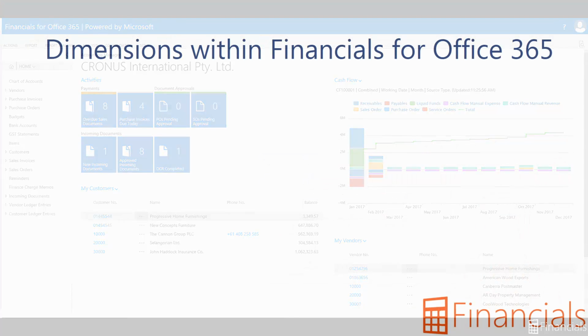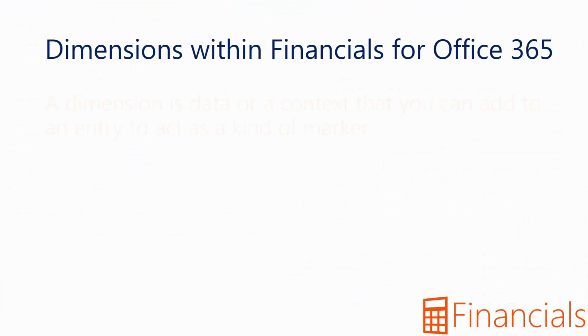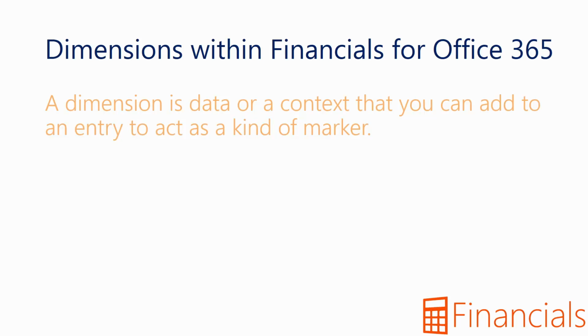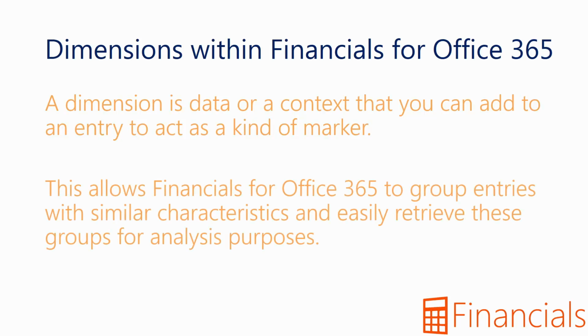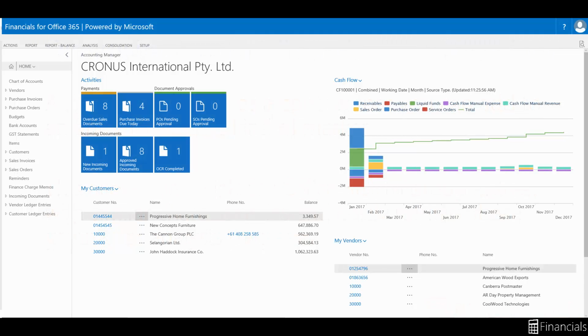Just to recap, a dimension is data or a context that you add to an entry to act as a kind of marker. This allows Financials for Office 365 to group entries with similar characteristics and easily retrieve these groups for analysis purposes. This means you can gain insight into your business activities and performance, while reducing the manual work required to maintain your financials and chart of accounts.